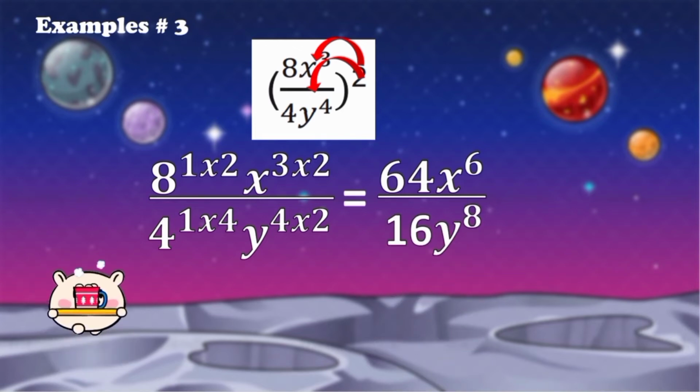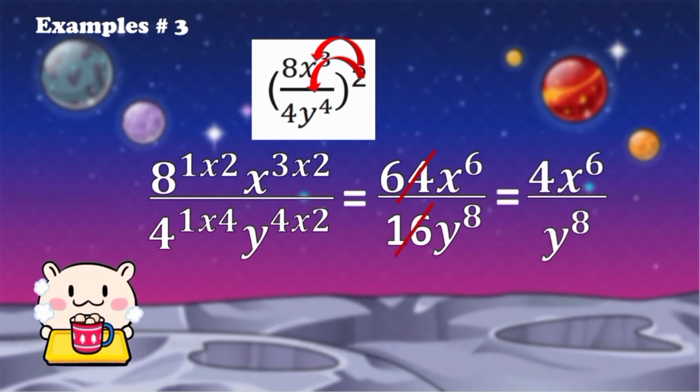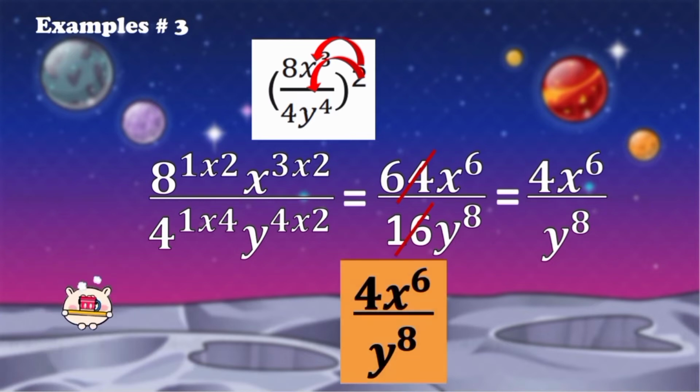Let's divide 64 by 16, giving us the answer of 4. x to the 6th over y to the 8th power. Our answer is 4x to the 6th power over y to the 8th power.